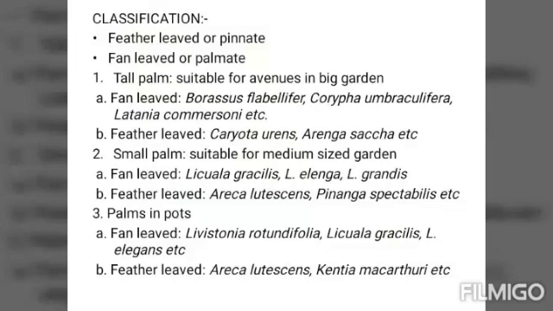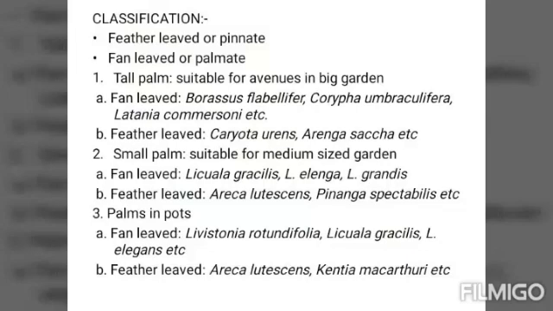Now lastly we'll talk about the palms in pots. This is mostly used if you're planting in pots. If it's not suitable to put it in the garden, you can put it just outside near your door or veranda, or even inside your house. Some examples of palms in pots, when we divide them into two, fan leaf and feather leaf: in fan leaf they are Livistona rotundifolia, and second are Licuala gracilis and Licuala elegans. Some are the same, like Licuala gracilis, which is even in the medium size also. There are some small varieties of this, and you can plant it in pots.